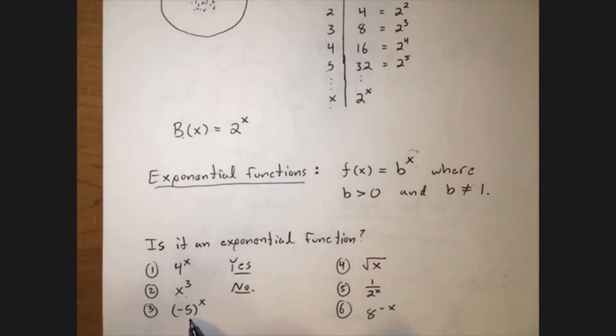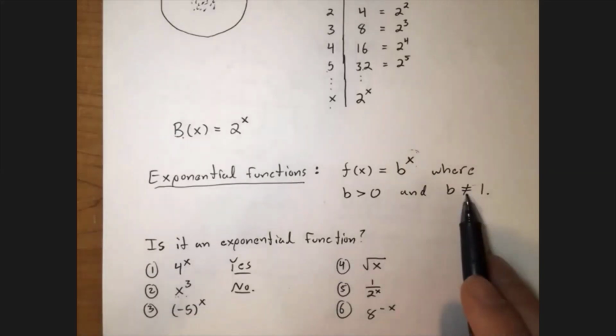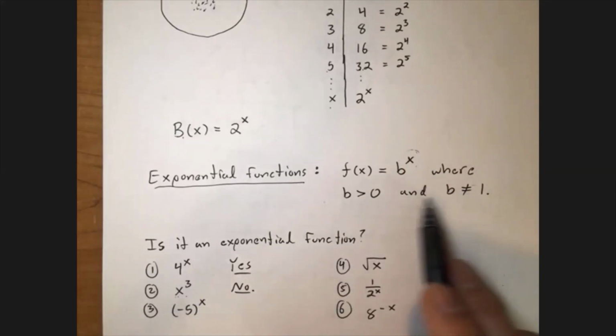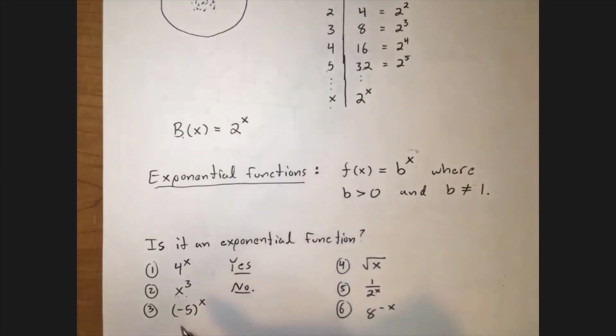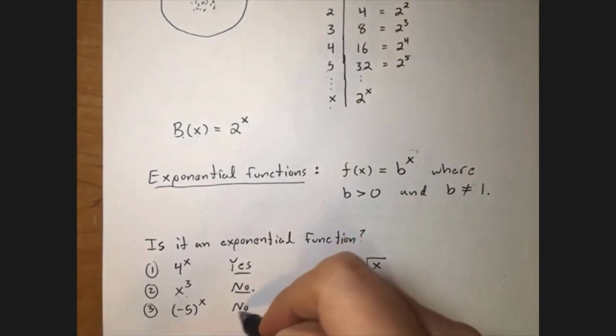Let's look at the next one here. Well, we got the variable in the exponent. This number is not equal to 1, so that's good. The problem is, this number is not positive, right? So it fails this condition over here. That b is -5 here, it's not positive, so that actually does not qualify.